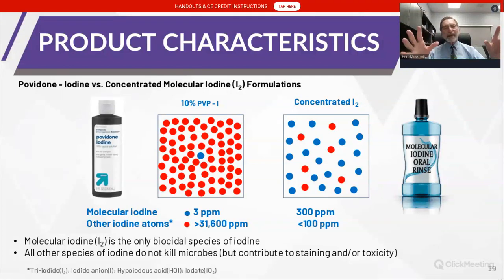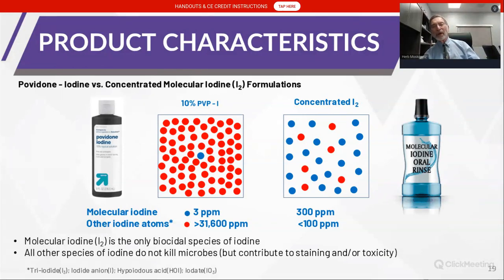And here's something that is so unbelievable, that of the 31,600 parts per million of total iodine, only 2 to 3 parts per million, just 2 to 3 parts per million, actually kill the germs. All the other atoms and molecules of iodine, of the different iodine species, do nothing to kill germs. They contribute to staining, they contribute to toxicity, but they don't kill germs.